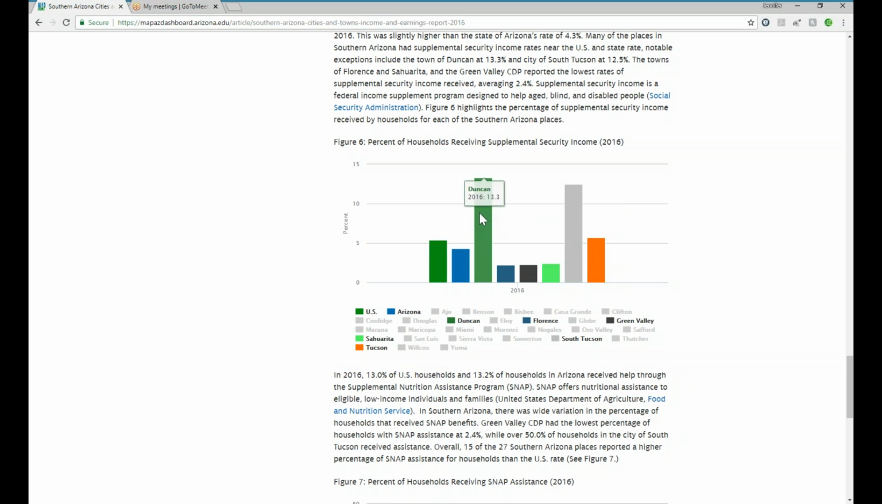Duncan has the highest reported rate of those receiving supplemental security income, as does South Tucson, both right around 13%. And our geographies with low reported rates of supplemental security income include Florence, Green Valley, and Sarita.